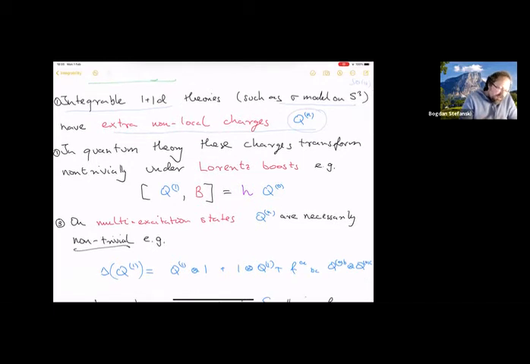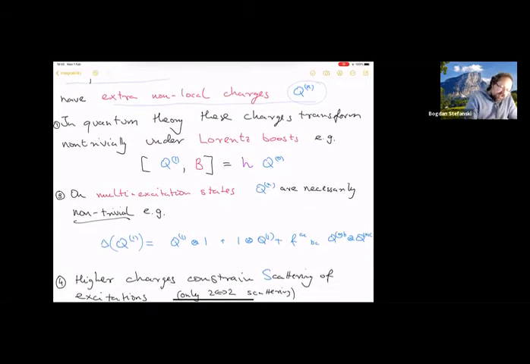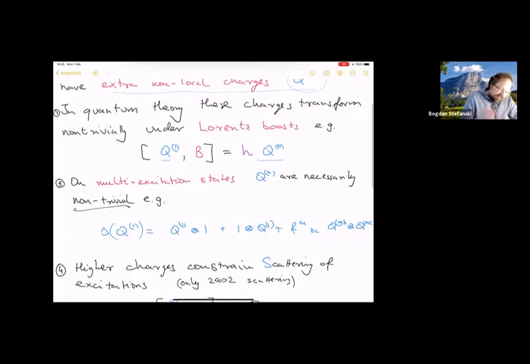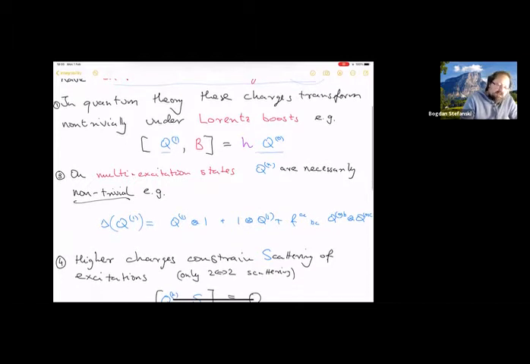In a quantum theory, it turns out that these higher charges transform non-trivially under Lorentz boosts. This is quite unusual, right? It's not something that we see in higher dimensions. In particular, I'll try to argue that the first non-local charge, I'll give you some expression for it soon, if you boost it with a Lorentz boost, you get on the right-hand side, instead of 0, the local charge, Q0, times the coupling constant. That's going to be one of the important equations that we'll see.